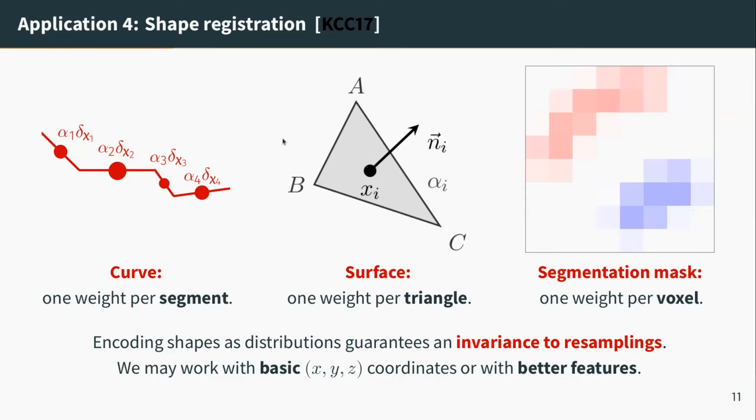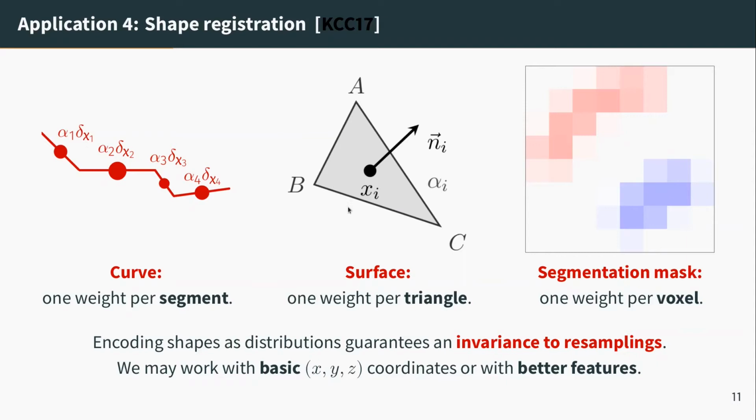Okay, and this way, for instance, if you take one big segment and cut it in two halves, you're going to replace one big Dirac mass by two small Dirac masses that are around. And from a probabilistic perspective, it's nearly the same object. So it's kind of a continuous encoding from the space of shapes to the space of probability distributions.